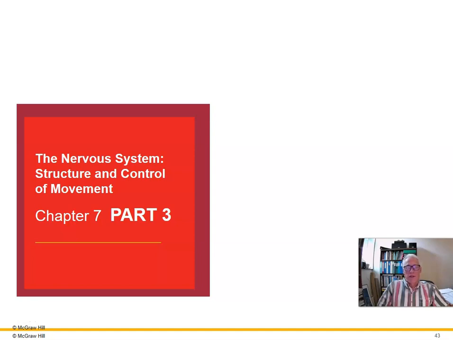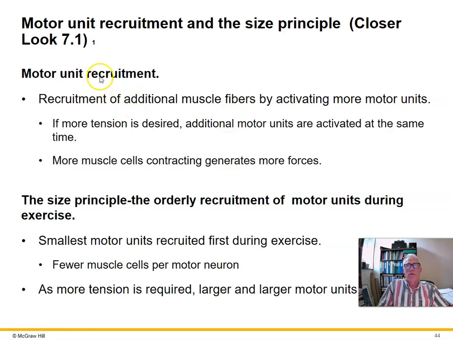This is the third part of Chapter 7 on the nervous system and control of skeletal muscles in our exercise physiology text. This will take us to the end of the chapter. In the last section, we were talking about control of muscle tension during muscle contraction.